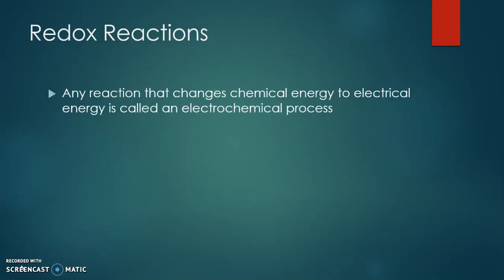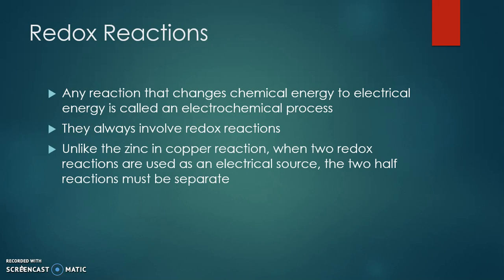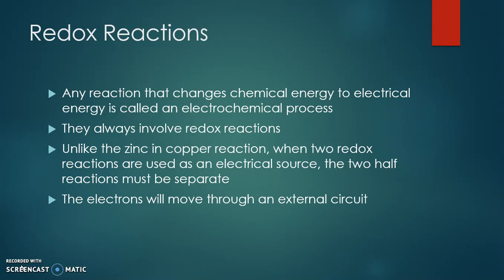So in these redox reactions, anytime we're taking chemical energy and changing it into electrical energy, we call that an electrochemical process. It always involves redox reactions because there's always going to be this transfer of electrons between two different substances. Unlike what we just saw with the zinc and the copper, when you have these two redox reactions happening together, you can't capture those electrons as they move. So we have to take those two separate processes, the oxidation and the reduction half, and separate them from each other. That way we can have these electrons flowing through an external circuit from one to another, where we can get that electrical potential.